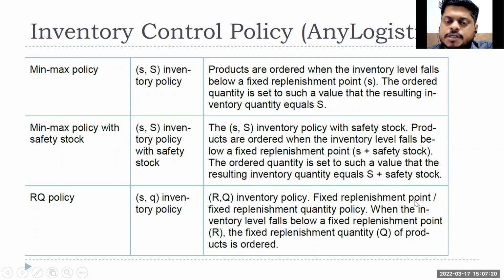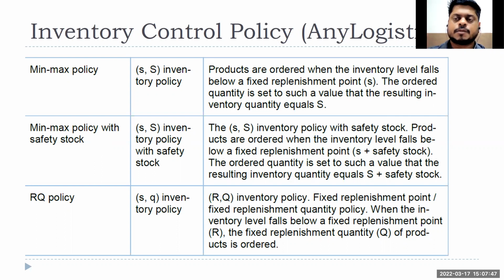RQ policy: fixed reorder point, fixed quantity, right? When the inventory level falls below a fixed reorder point, that is my kind of same. What is the difference between min-max policy and this? Here your quantity will vary. Let's say I have 30 kgs as a reorder point and 100 kg is my maximum stock level. Whenever it falls below 30 kgs, whatever the difference is, I'm going to order that.